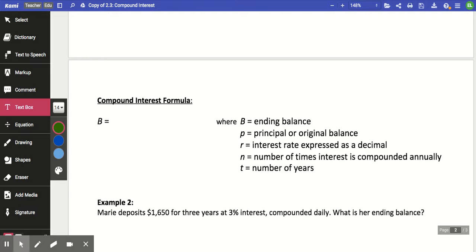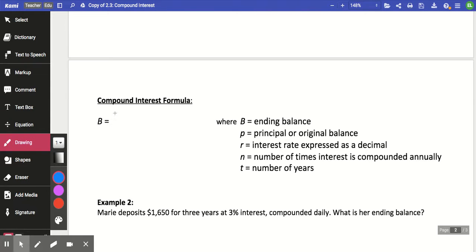So if you saw I accidentally scrolled down, this is the compound interest formula, and we're going to talk a little bit about the exponent itself. So if we go back to our notes, as we said, B equals P multiplied by 1 plus the annual interest rate, which is R, divided by N.